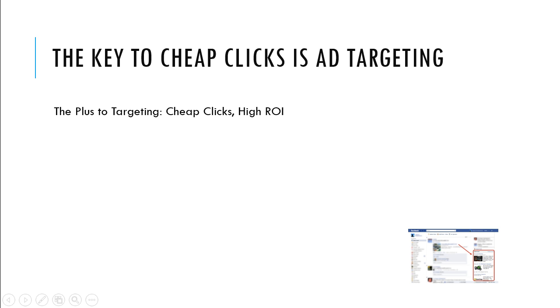The plus to targeting: cheaper clicks, higher ROI, and higher click through rate. So the more targeted you can get the ad, obviously, the more you can get the landing page to match what you know will convert with people. You're going to have a better experience for the user, and then Facebook's automation or their algorithm is going to calculate the cost per click at a lower rate. It's a good experience for the user.